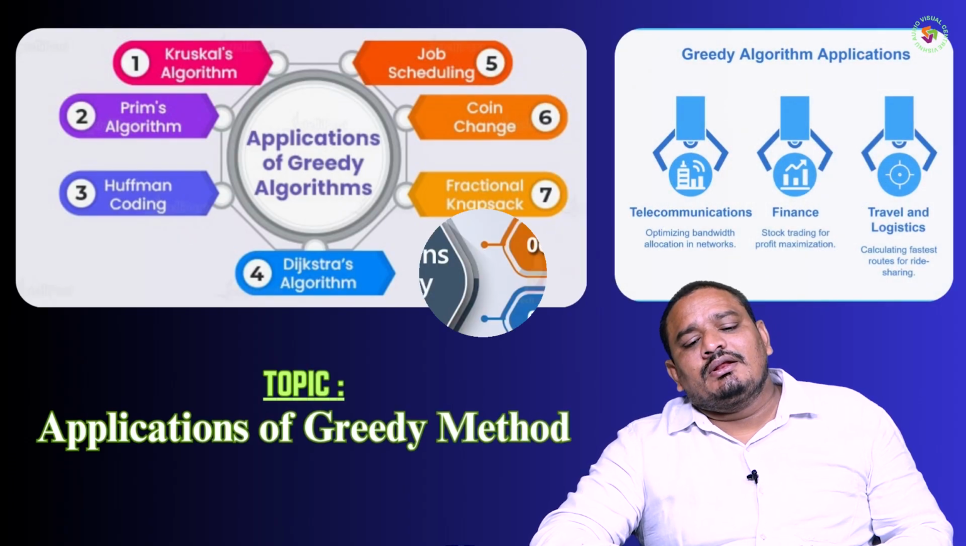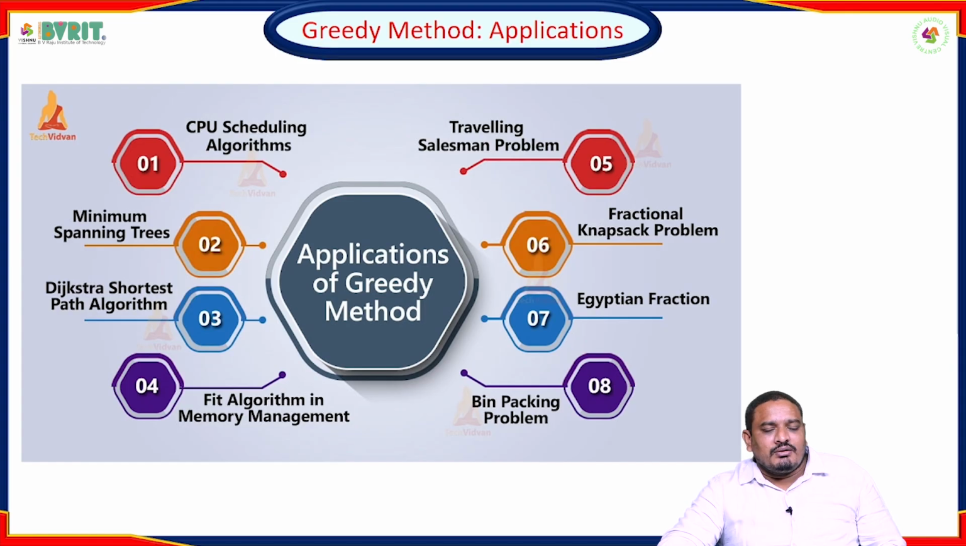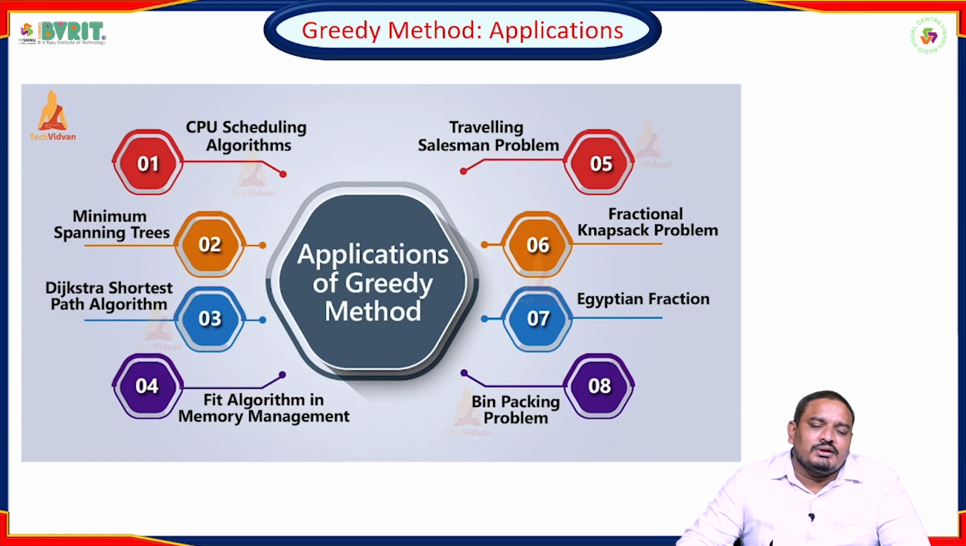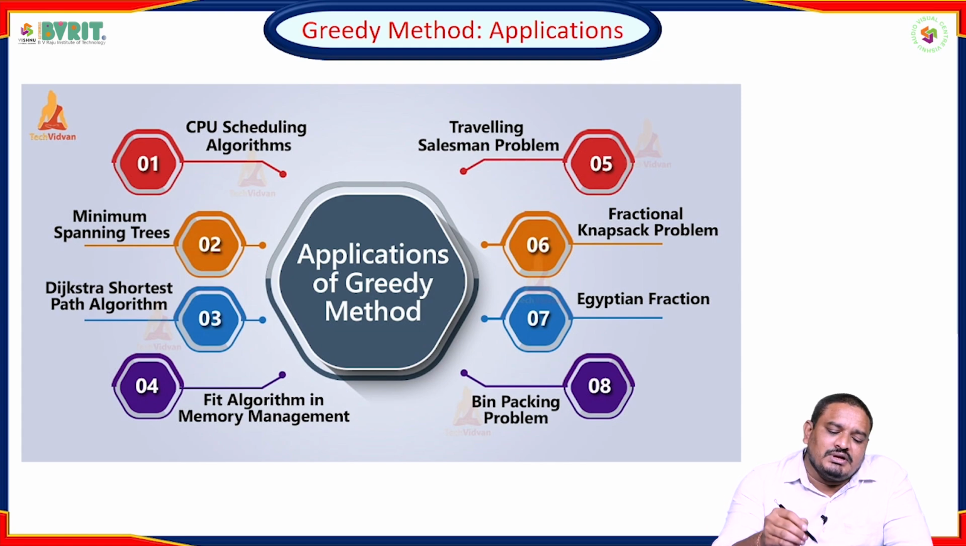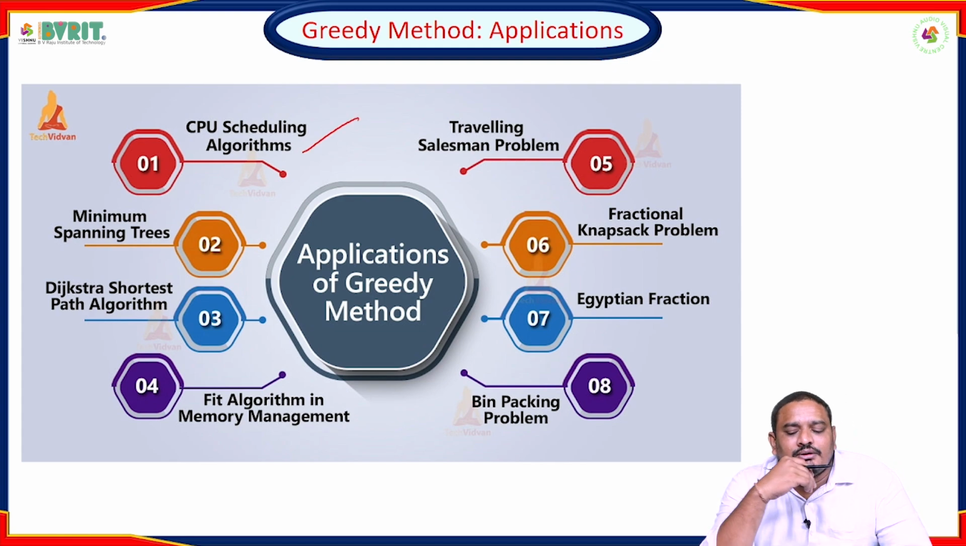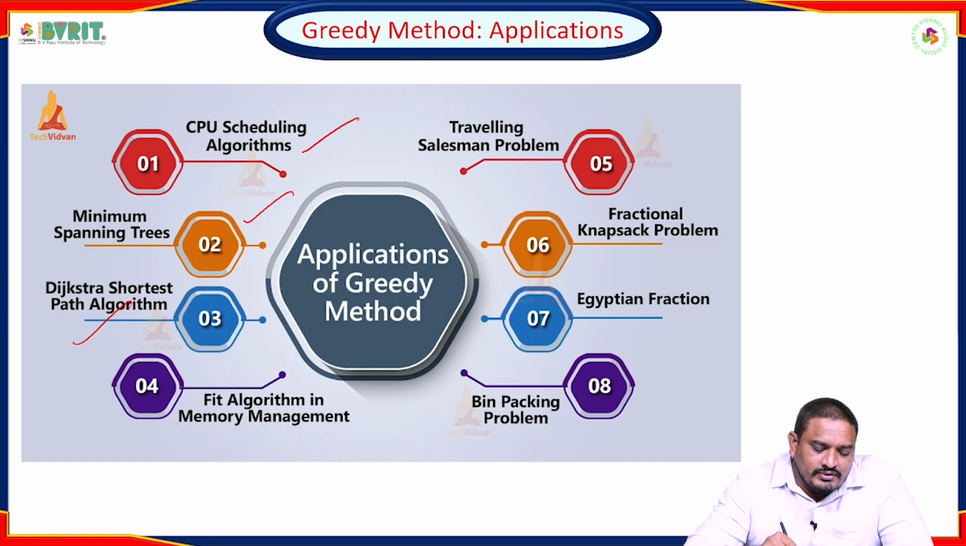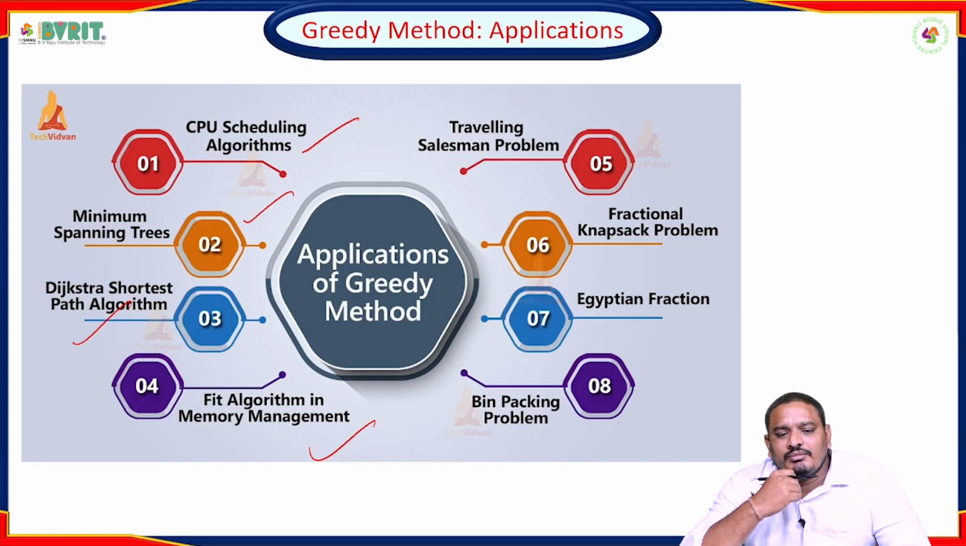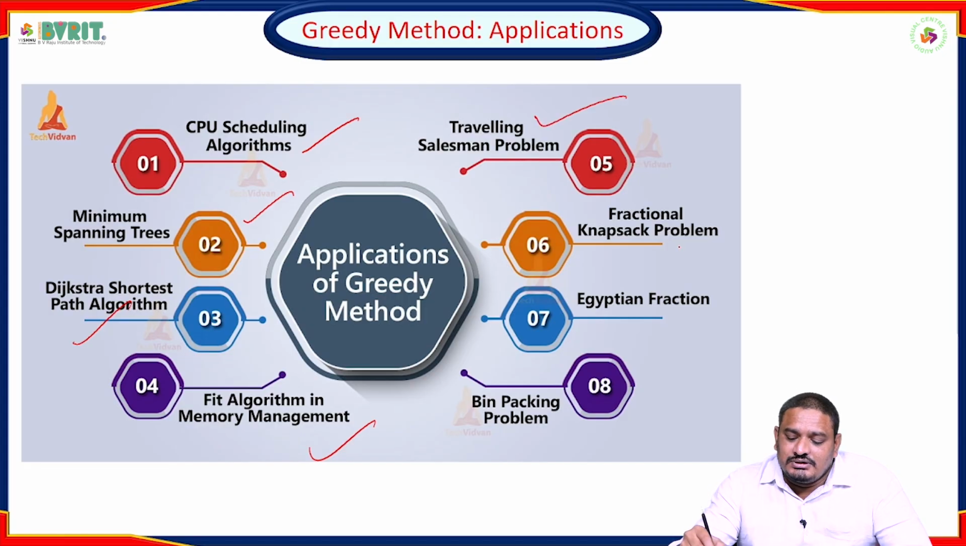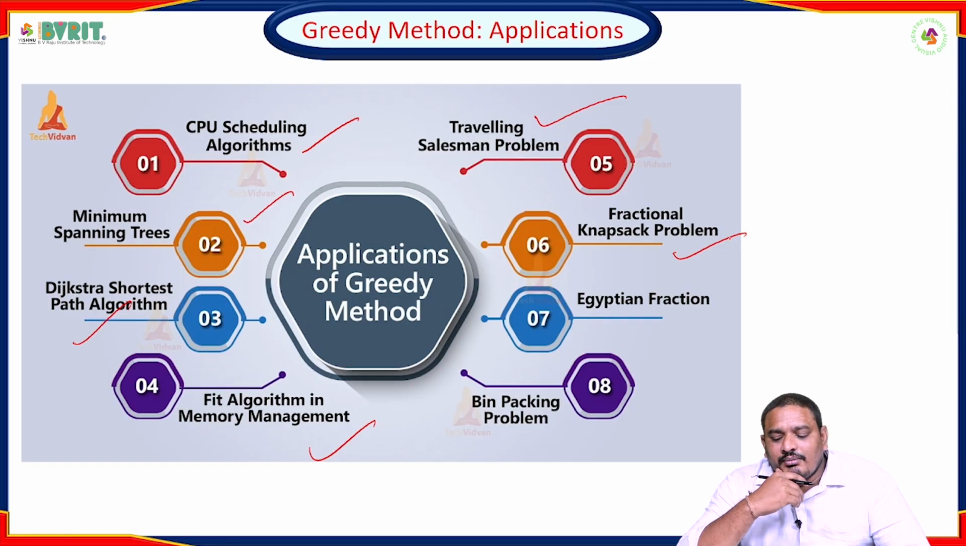Today we will discuss the algorithms under the greedy technique. In this greedy technique, a number of algorithms are available. What are the different algorithms? First is the CPU scheduling algorithm. Second is the minimum spanning tree. Third is the Dijkstra shortest path algorithm. Fourth is the fit algorithm in memory management. Fifth is the traveling salesperson. Sixth is the knapsack problem.